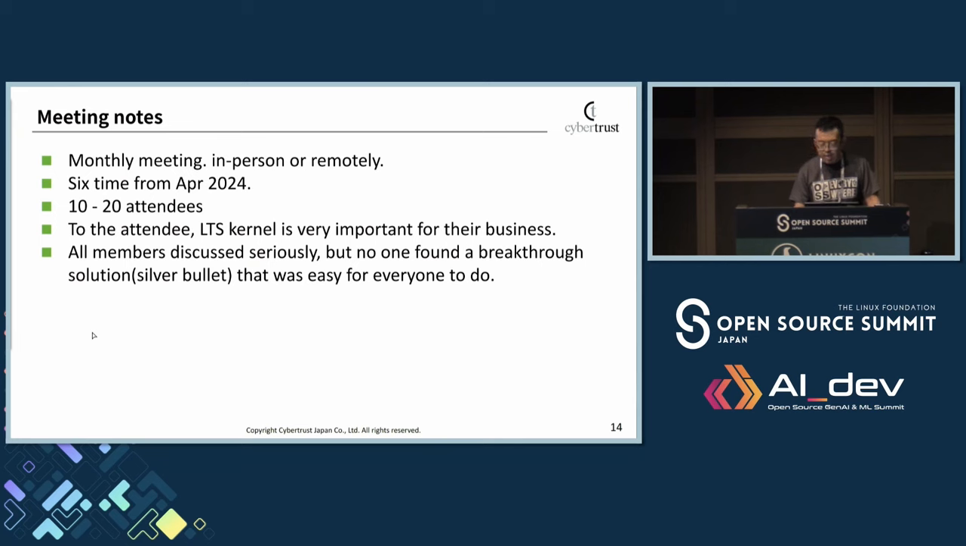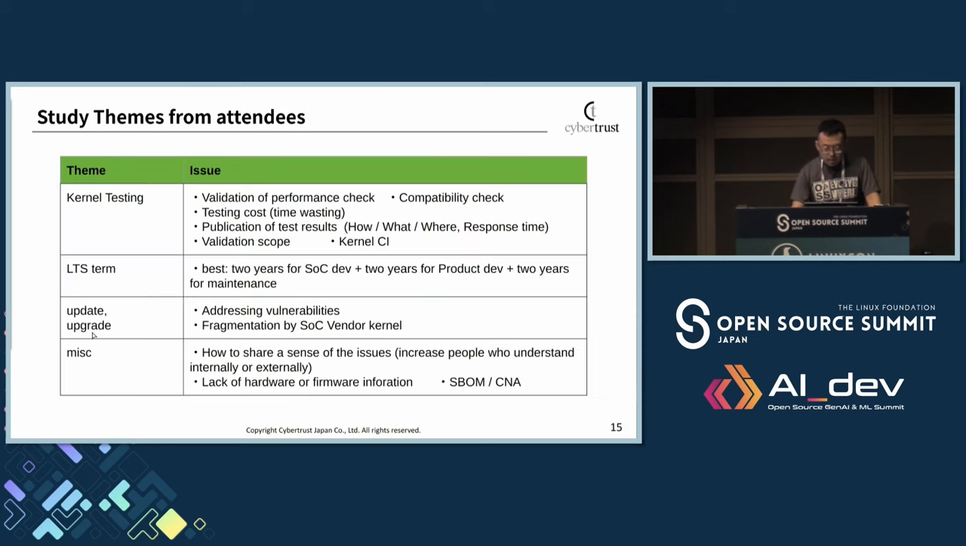To attendees, the Linux LTS kernel is very important for their business. All members discussed seriously, but no one found a breakthrough solution. It means a silver bullet that was easy for everyone to do to keep the community ecosystem. So here are the study themes from attendees.